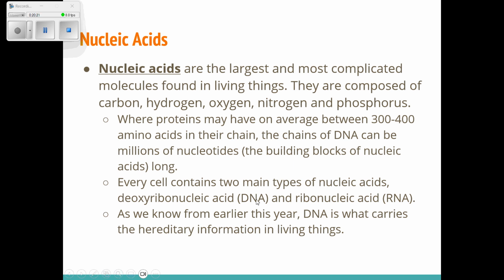So we spend a lot of time in our first unit looking at DNA. DNA is composed of nucleotides, and there are millions in a chain. Every cell contains two main types of nucleic acids. They've got DNA and ribonucleic acid. As we know from earlier this year, DNA is what carries the hereditary information in living things.